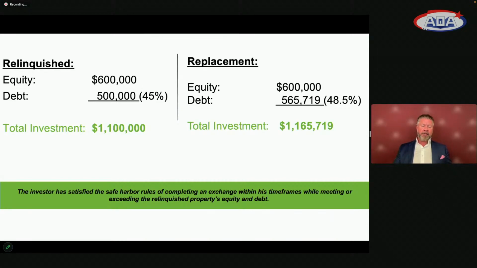Some people use this as a strategy. Your original cost basis will follow you. This is something you should talk to your accountant about. It doesn't just start over.